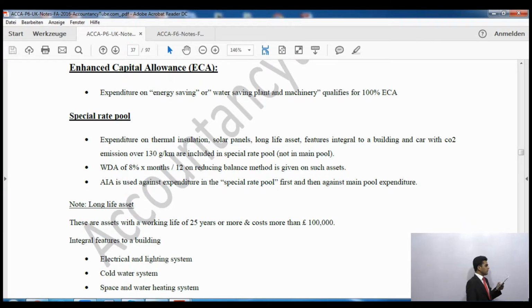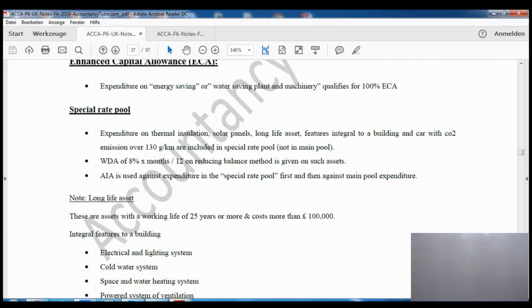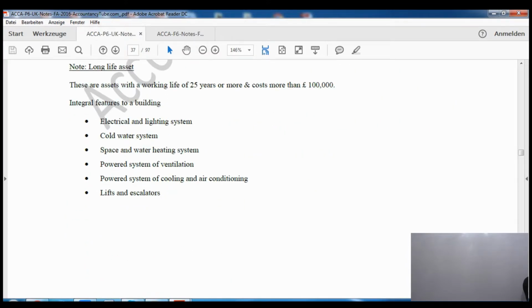Alright, now obviously when you pick from the special rate pool, it is also beneficial for you, because in the special rate pool the capital allowance rate is 8%, you will get less allowance, and in the main pool you will get the writing down allowance at the rate of 18%. So it is beneficial for you to use it first against the special rate pool while adjusting for the annual investment allowance. Now, what are the long life assets and what are the integral features to the building? So there is a list given here.